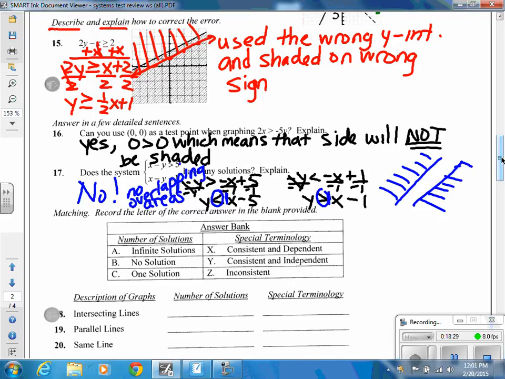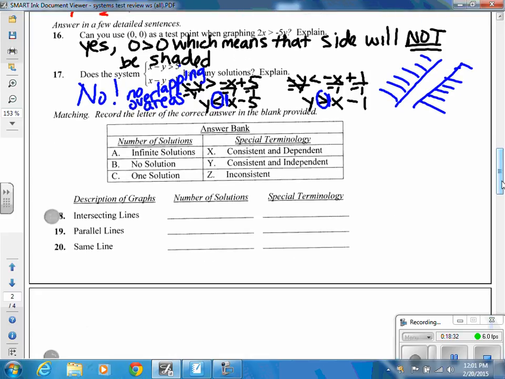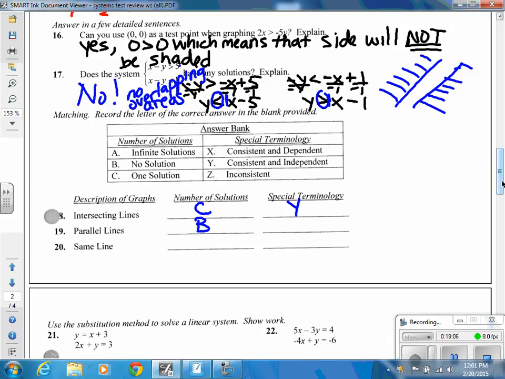All right, and then for the last part of this video, and then I'll continue with another part, 18, 19, and 20 are matching up your types of systems with the number of solutions and the graphs that they are. So if you have intersecting lines, then that means you are going to have one solution, which is letter C. And because it has one solution, it touches in one spot, and it's two separate lines of each other. So it's consistent and independent, because those two lines are independent of each other and then they happen to cross at one point. For parallel lines, that means these lines never cross, so there's no solution. That would be letter B.